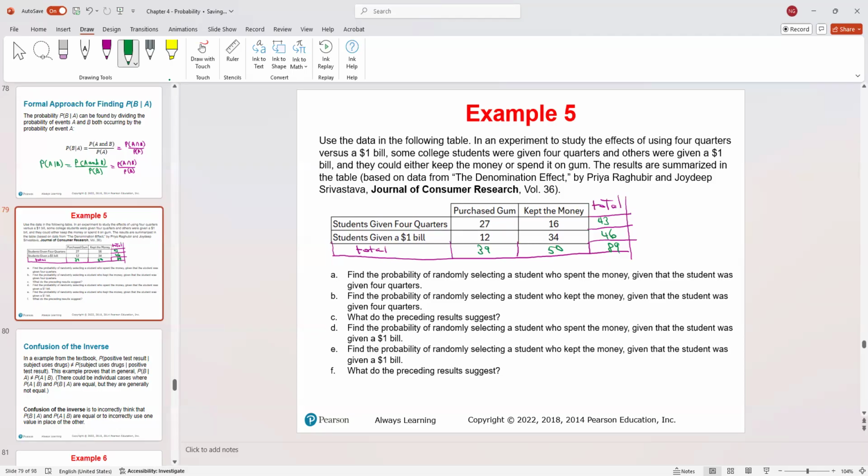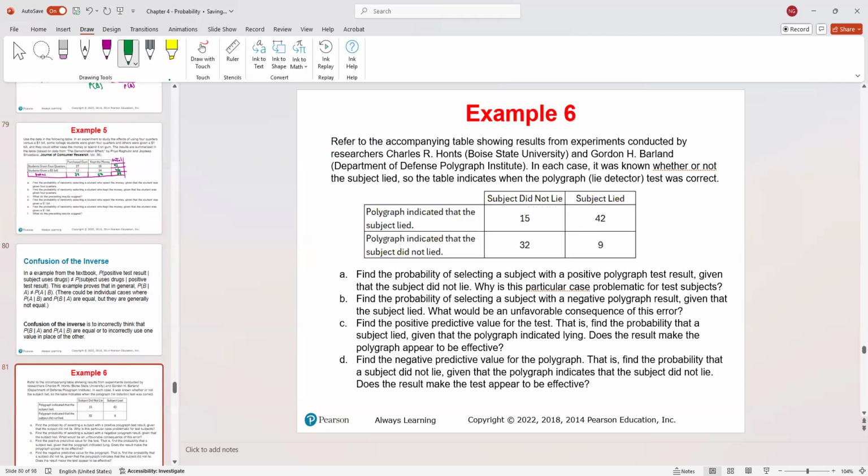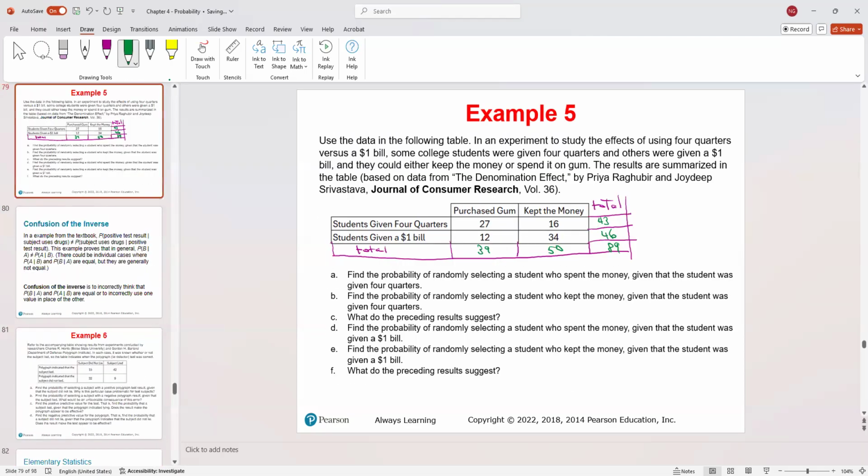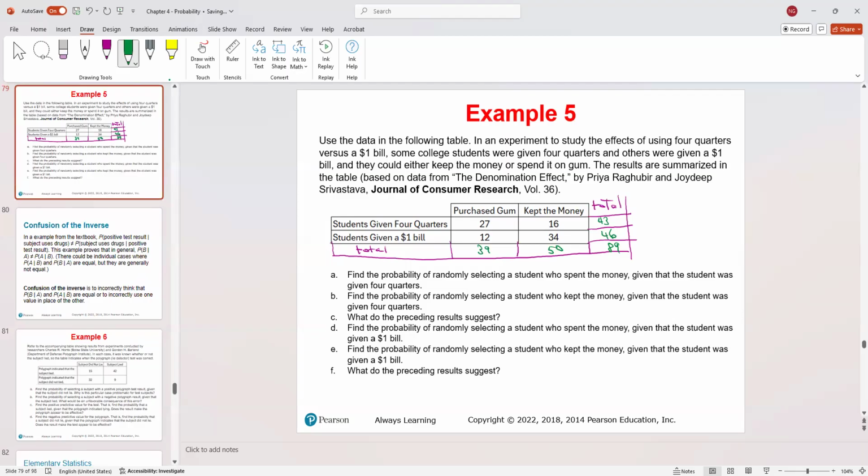Okay, so let's see what they ask us to do in these examples because we're gonna answer a few questions here. Remember, we're doing some conditional probability. In these examples, they ask you to find the probability of randomly selecting a student who spent the money.